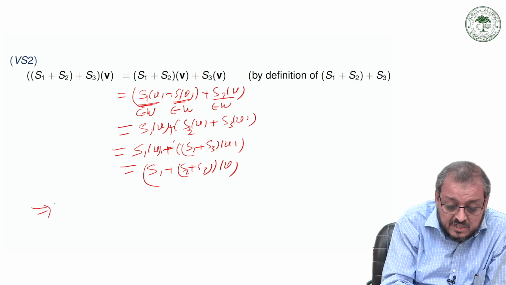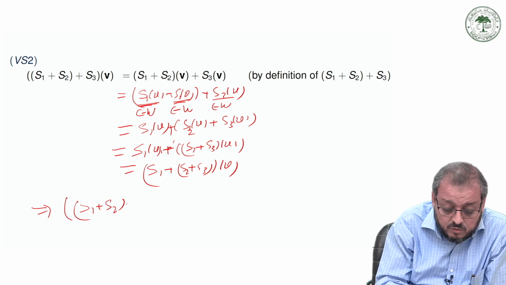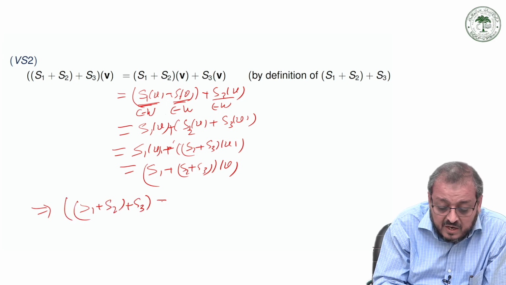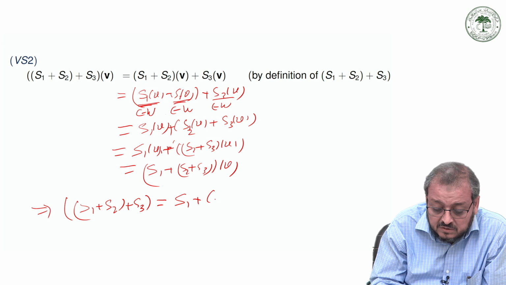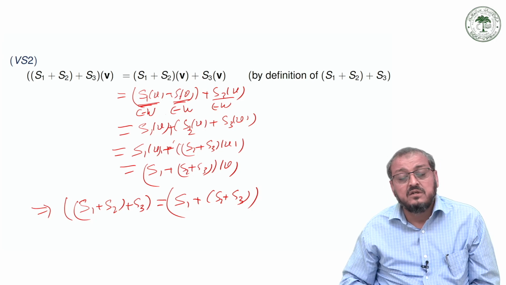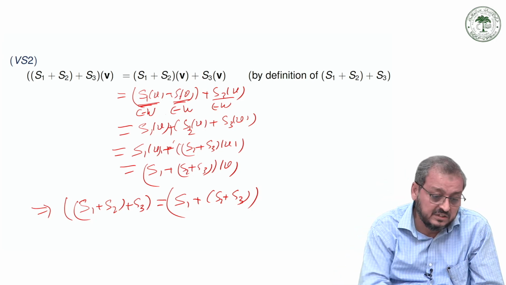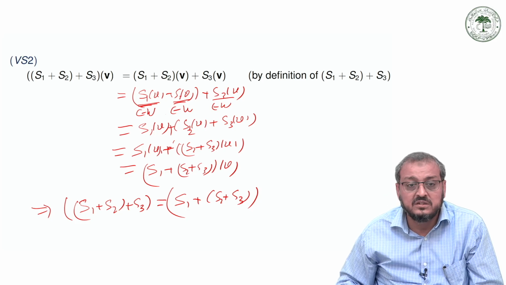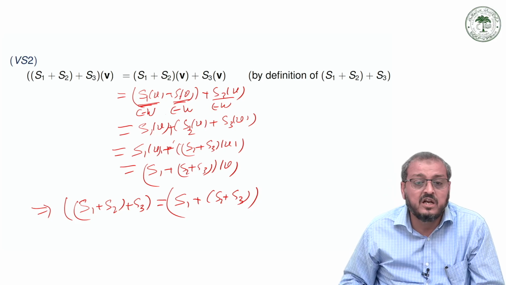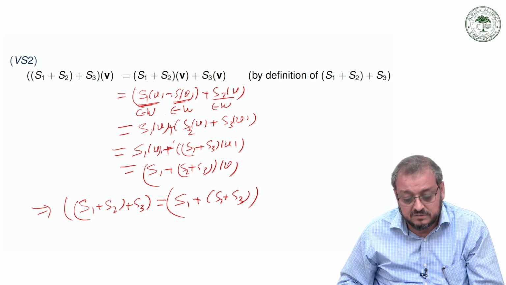So this implies that this is true for all V, so this can be written in the form of (S1 + S2) + S3 is equal to S1 + (S2 + S3). So this means this is clearly associative. So that means we can say that this satisfies this condition. So this sum of linear transformations, the collection of all linear maps, is also associative.